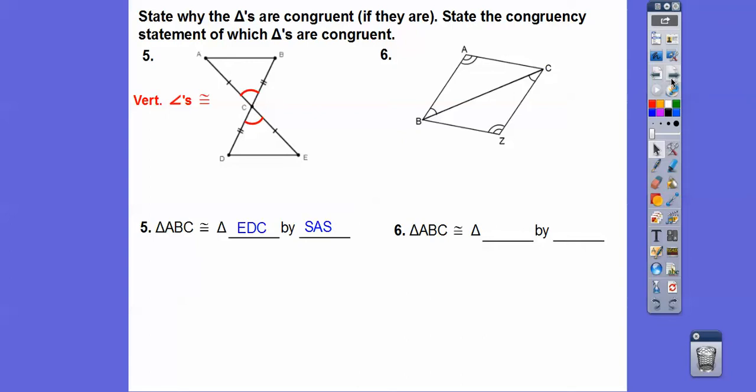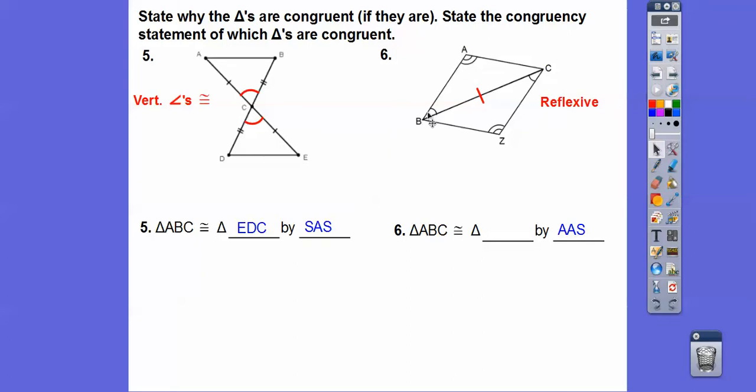All right, here these guys share this side, so reflexive property. This is the non-included side between these two angles. This is the included side, so it's not angle side angle. This one is angle angle side right there. So they're congruent. That is a congruency. Angle angle side.